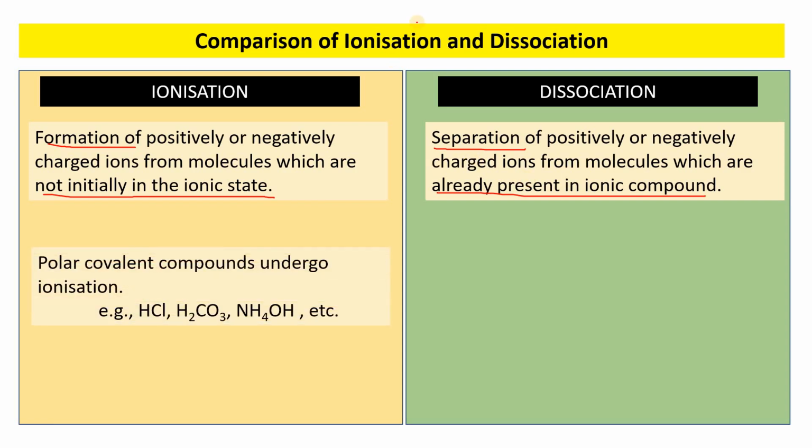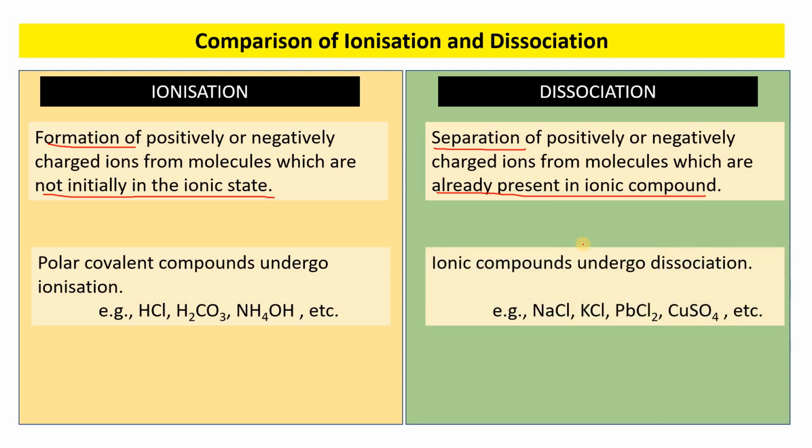The second difference is that the ionization process takes place in polar covalent compounds such as hydrogen chloride, carbonic acid, ammonium hydroxide, etc. They are all polar covalent compounds. Whereas dissociation takes place in ionic compounds because there are already ions present in those compounds, and they just need to be separated. For example, sodium chloride, potassium chloride, lead chloride, copper sulfate, these are all ionic compounds where the dissociation process takes place.